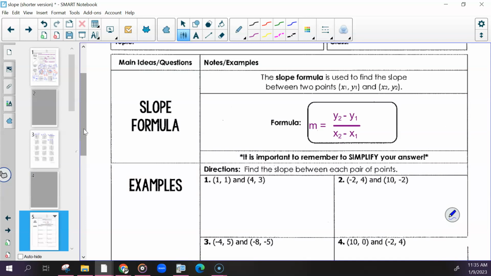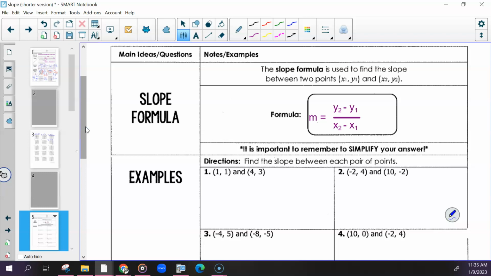Okay. Write in the slope formula. How many of us remember seeing or using the slope formula before? Some of us may, some of us may not, and that's okay. The slope formula is used to find the slope between 2 points, x1, y1, x2, y2. And there's your formula. This is basically doing what we just did, but not on a graph, algebraically.